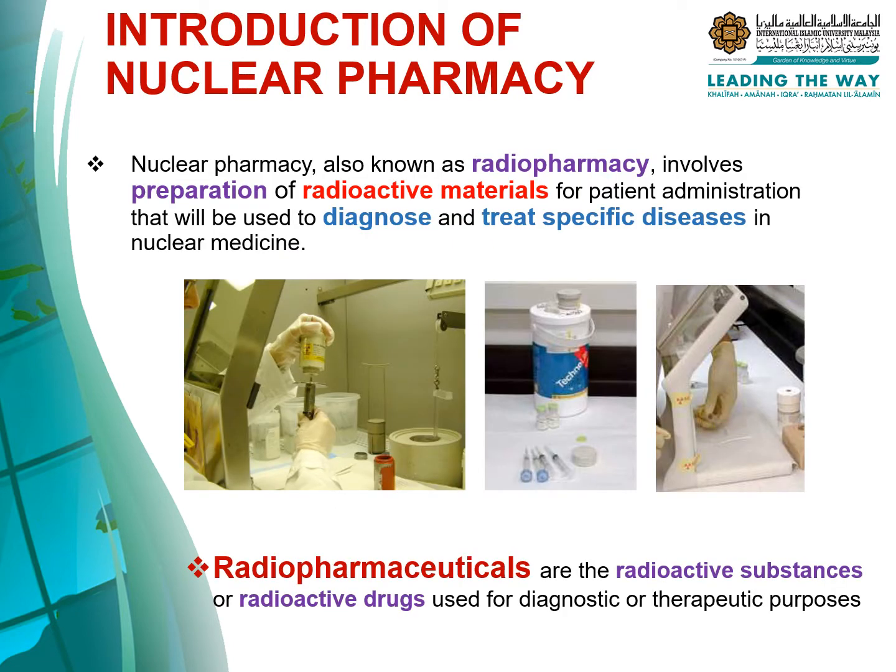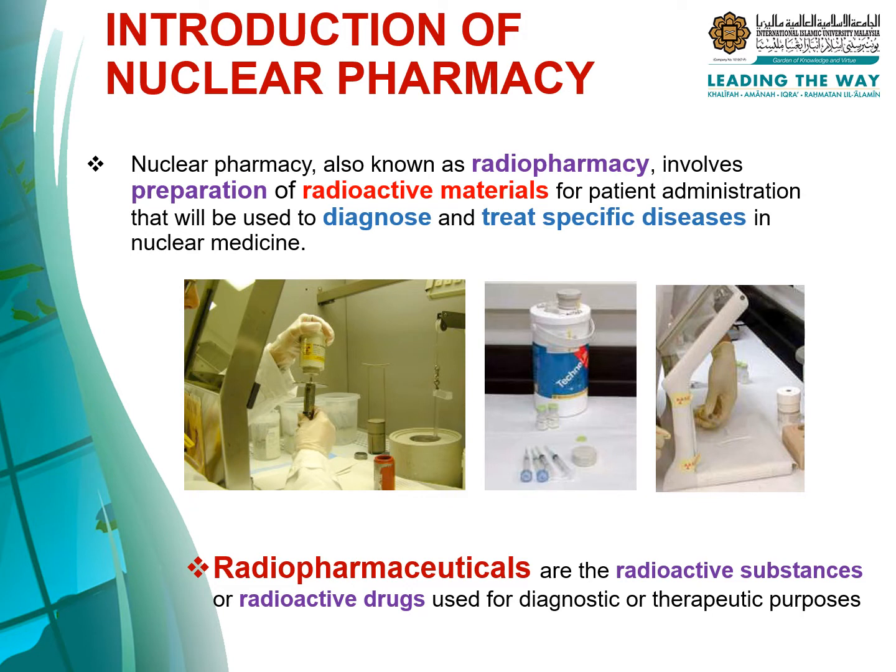The introduction of nuclear pharmacy. Nuclear pharmacy is a specialty area of pharmacy practice dedicated to the compounding and dispensing of radioactive material for use in nuclear medicine procedures. Nuclear pharmacy, also known as radiopharmacy, involves preparation of radioactive material for patient administration that will be used to diagnose and treat specific diseases in nuclear medicine.